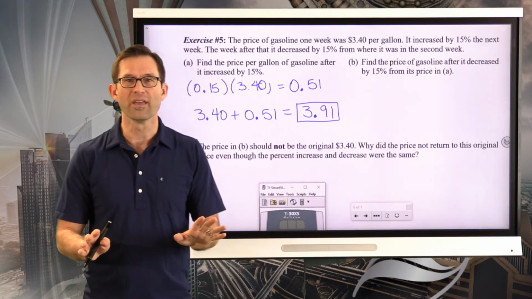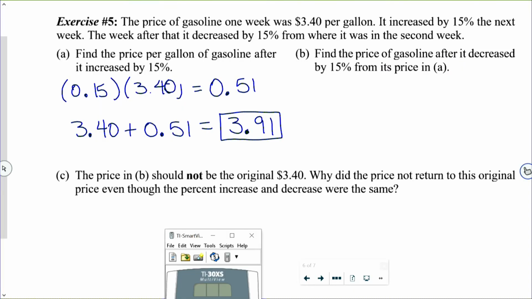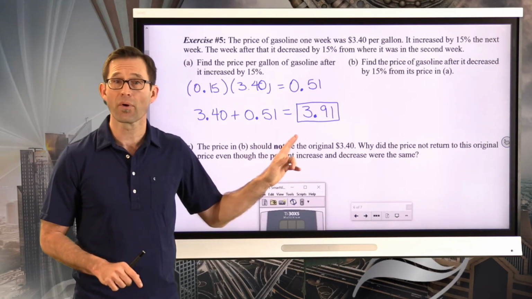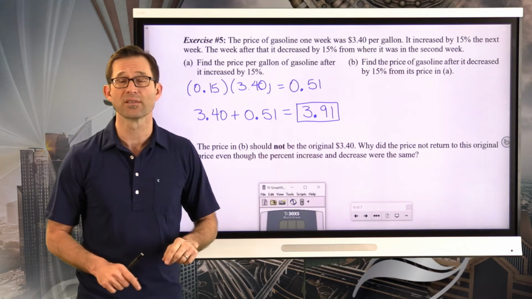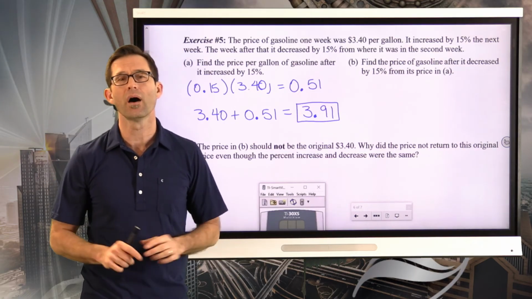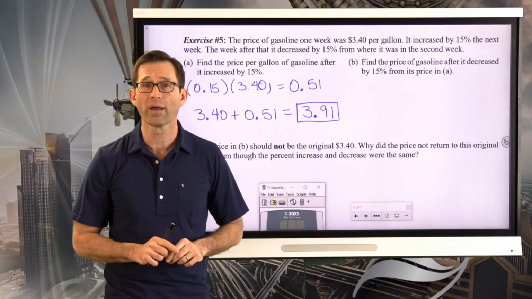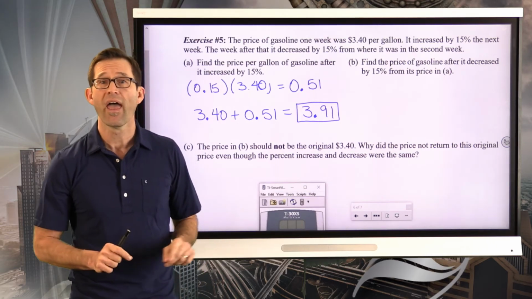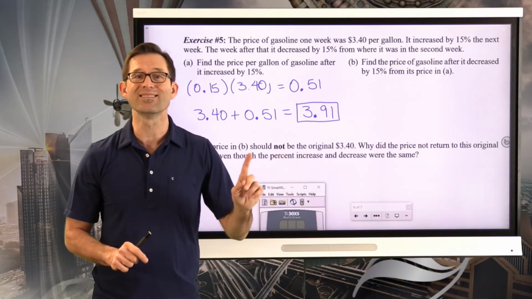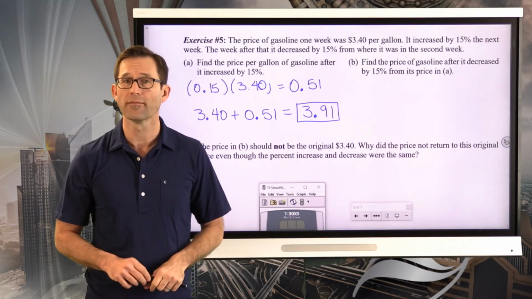All right. Now, letter B. Find the price of gasoline after it decreased by 15% from its price in A. So now I want to take my price in A, $3.91, and lower it by 15%. Now this is going to get a little bit ugly again, but I'd like you to pause the video and see what price the gasoline is per gallon after this price goes down by 15%. Pause the video now and take a few minutes to do that.